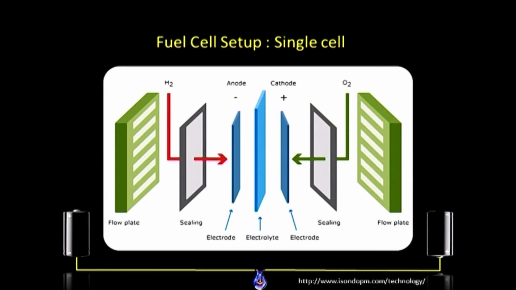So in this diagram we can see a source of hydrogen over here and a source of oxygen at the other electrode. We provide sealing so that the fuels are directed to the electrodes without any loss. Hydrogen is supplied to one electrode, oxygen to the other electrode. When they combine at the electrolytic solution or membrane, they will produce heat as well as some water.